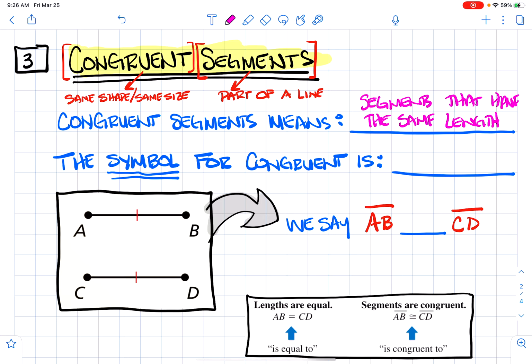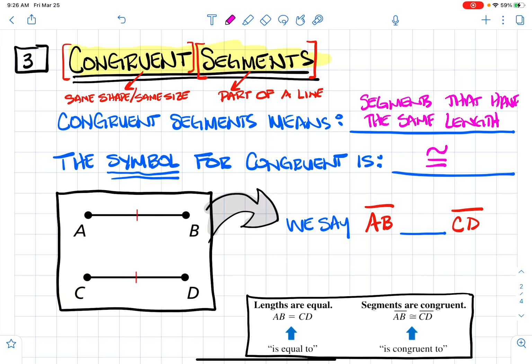Just exactly what we said it was up top, right? So congruent segments means segments that have the same length. Now in mathematics, there's a symbol for congruent, and the symbol that we use for congruent is an equal sign, and then on top of the equal sign is like a squiggly S, like a sideways S. So that symbol right there is the symbol for congruent.